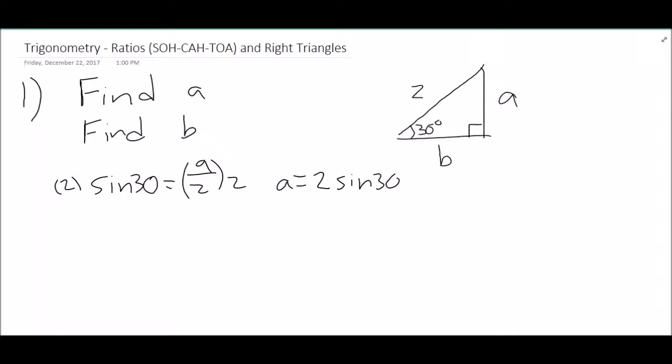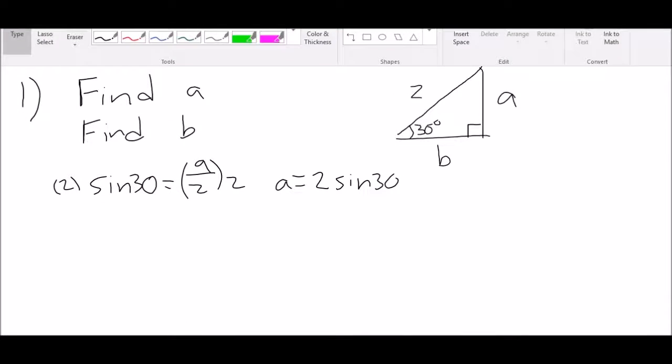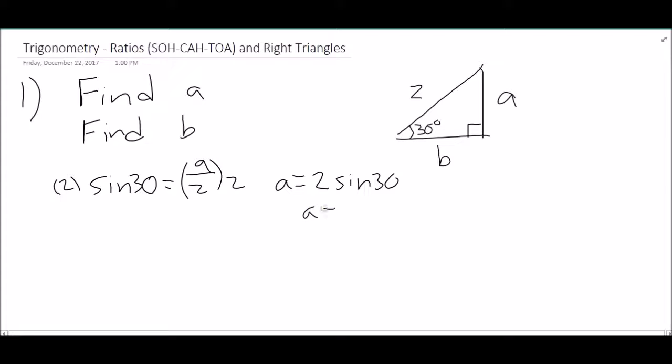And then you're just going to punch it in. So 2 times, you could either hit the times or you don't necessarily have to, because it's implied that it's multiplication. So 2 sine 30, and you're going to get 1. So A would equal 1. That's pretty simple.